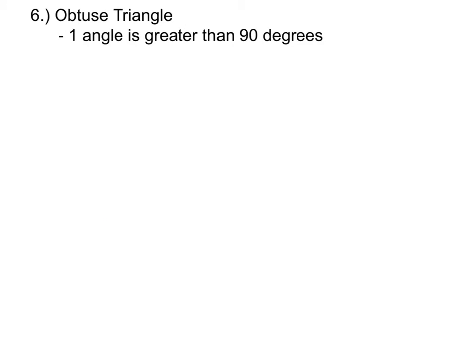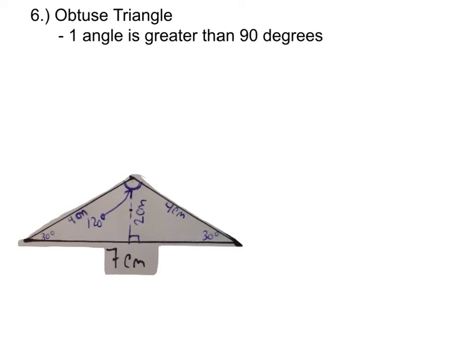A final type of triangle is called the obtuse triangle. An obtuse triangle is a triangle that has one angle greater than 90 degrees. So here's the obtuse triangle that we'll be looking at. Notice that in each corner we have one 30-degree angle, one 30-degree angle, and one 120-degree angle. Once again, we'll copy that triangle and rotate it as follows.